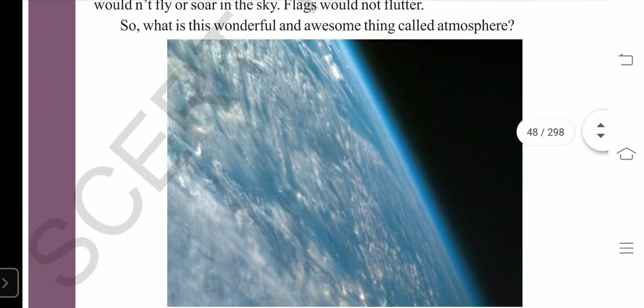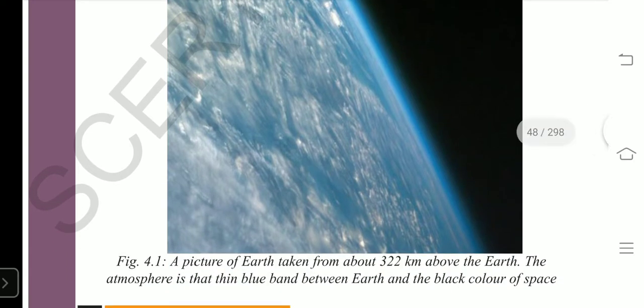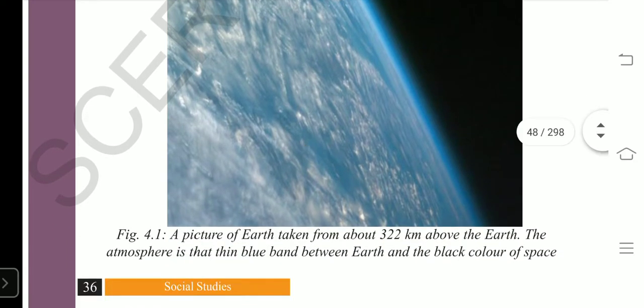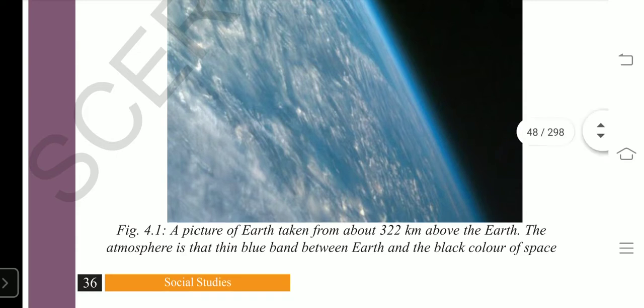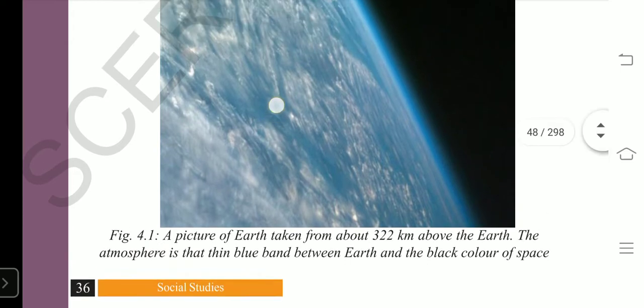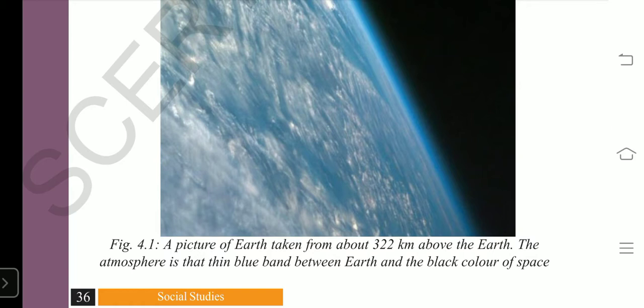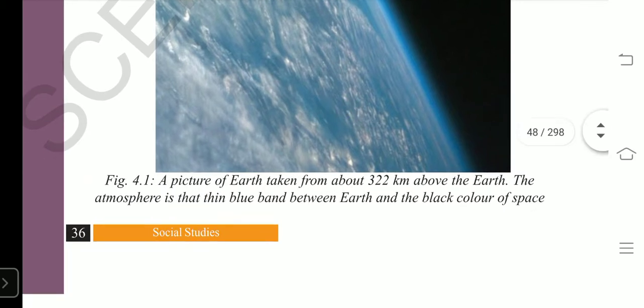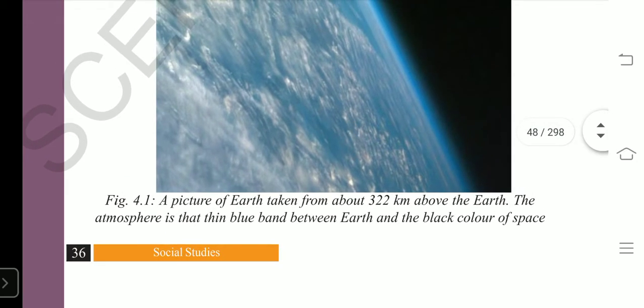Red soils, black soils, alluvial soils. These are available because of wind blowing parallel to the surface. When wind blows parallel to the surface, what happens? We know that, erosion takes place. So by the erosion process, different soils are formed in which different crops are cultivated. And we would not be able to enjoy the cooling monsoon rains if atmosphere is not there.